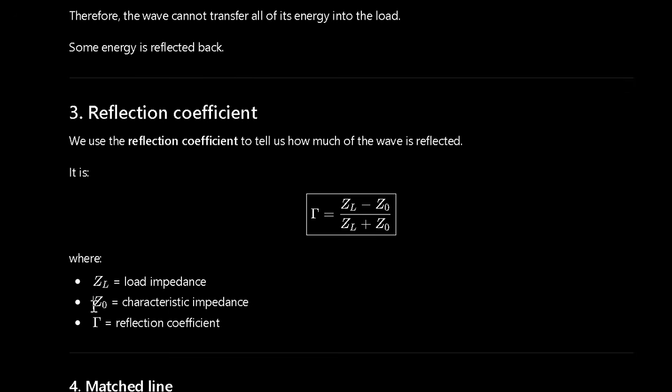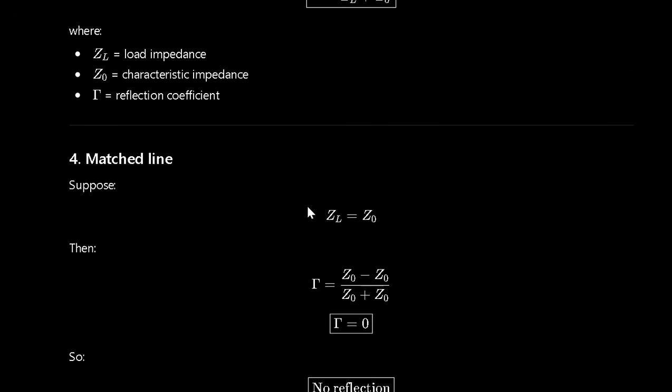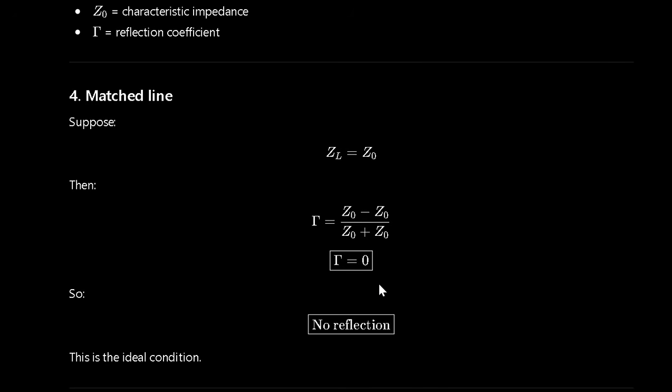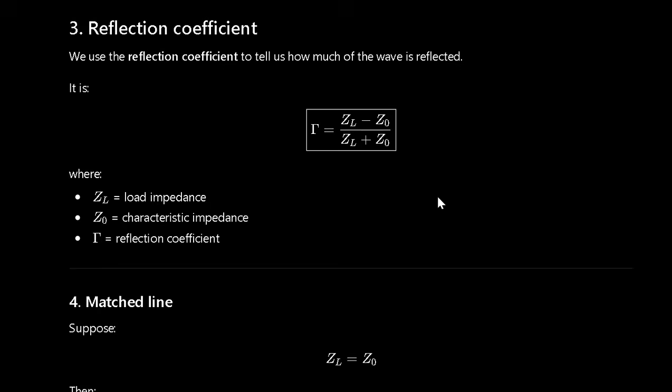In the transmission line, the reflection coefficient has this symbol here, the reverse of the letter L, it looks like L but in reverse. Okay, matched line. Suppose ZL equals Z0, then the reflection coefficient is 0, no reflection.